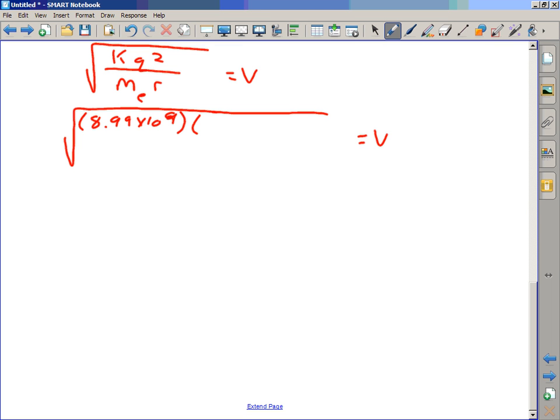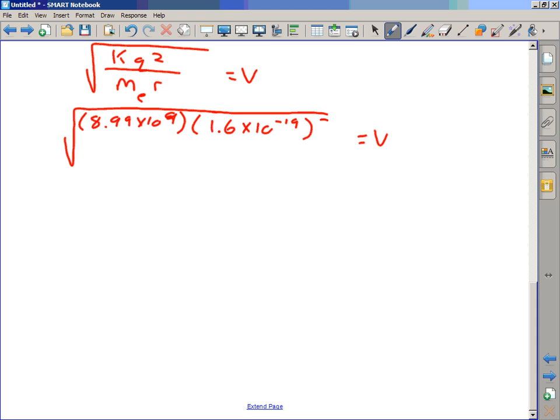Pull out your constant sheet. 8.99 according to the constant sheet. It's 8.988. The constant sheet will differ a little bit from what I gave you in the notes just due to where we rounded off. But it should still be 8.9 blah blah times 10 to the 9. All right. Q here is 1.6 times 10 to the negative 19.